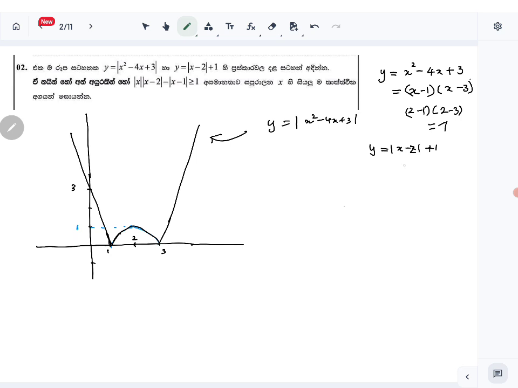So where is the vertex? X equals 2, and when x equals 2, the y value is what? 1. So the vertex is here. First figure out that the vertex is here, 2 comma 1. Right. Then figure out where the y-intercept is. So put x equals 0. So minus 2, absolute value of minus 2 is plus 2. So plus 2 plus 1 is 3. So it will go through there. So now just the V shape. Linear means V, no? V-shaped graph, and it will be symmetric.